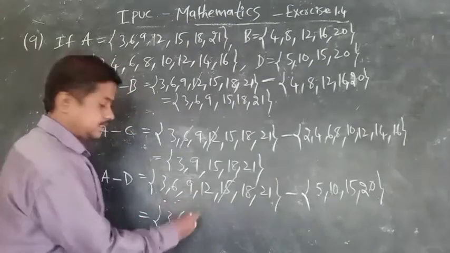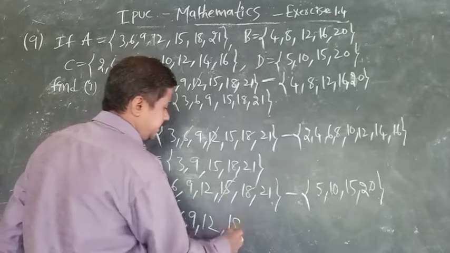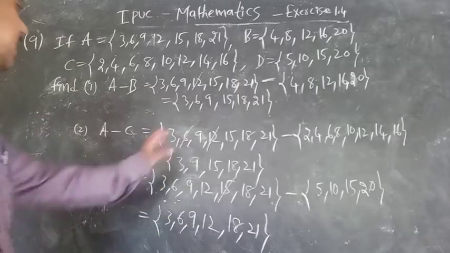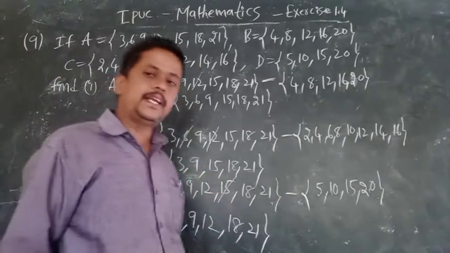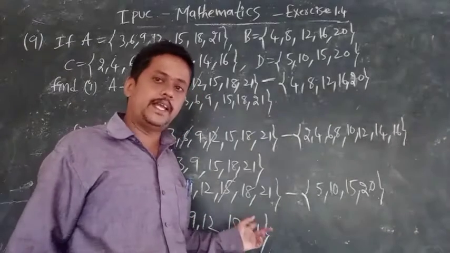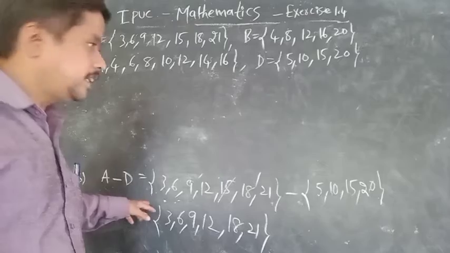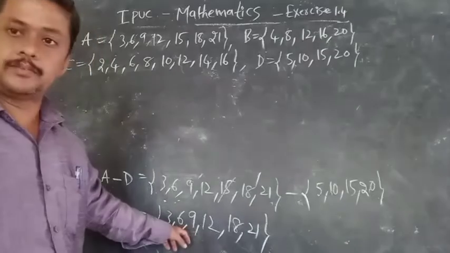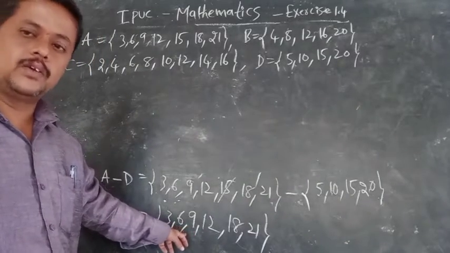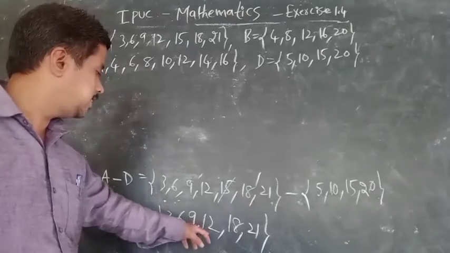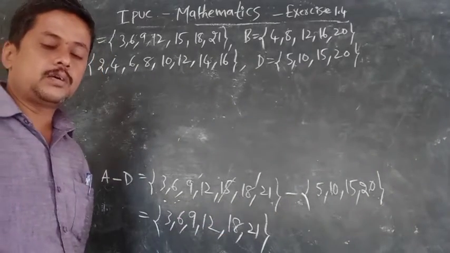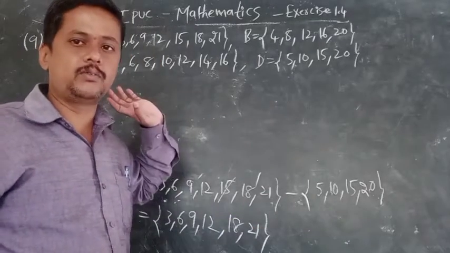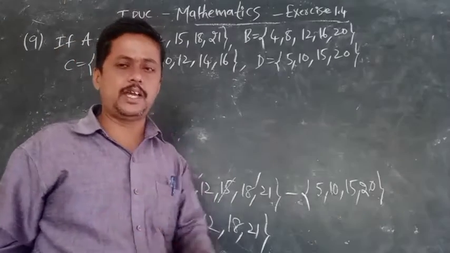3, 6, 9, 12, 18, 21. Like that you have to write. Yeah, this is the easy technique. Some students write directly. See, you can write directly also. If you understood well, we can directly write this answer: 3, 6, 9, 12, 18, 21. Some students make mistakes. In order to avoid those mistakes, I am telling this easy technique for you.